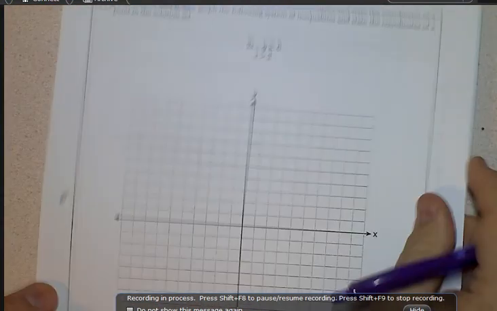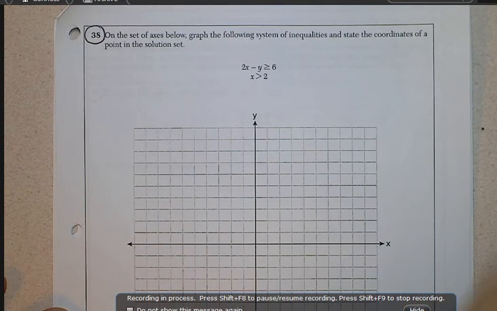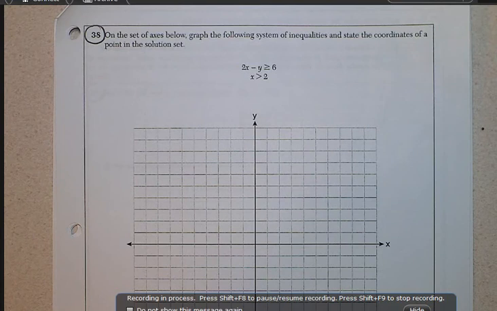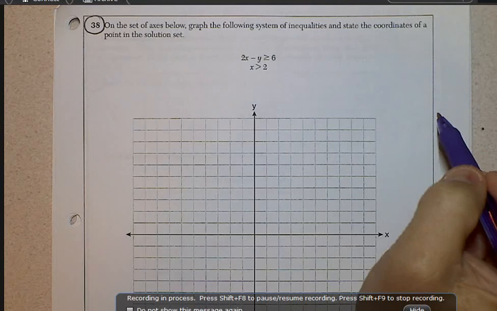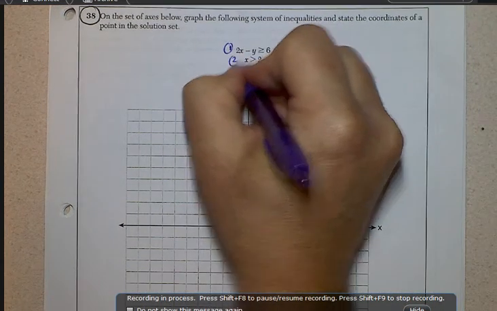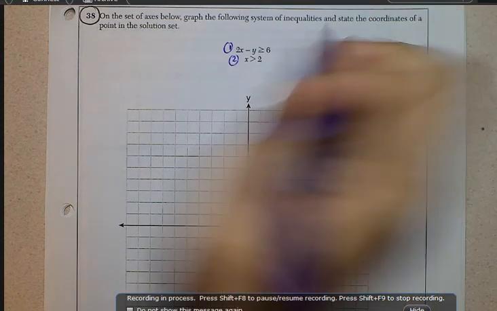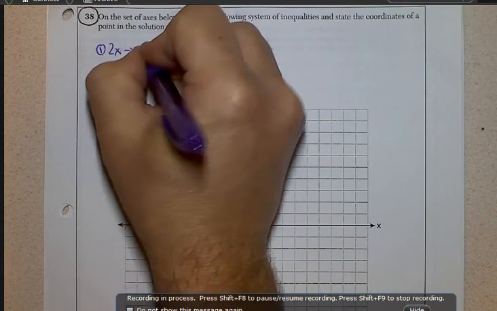Okay, next we're going to go to our first Part 2 style question, which is on page 9. It says, on the set of axes below, graph the following system of equations. The way we're going to do this is one equation at a time. So we have two different inequalities. The first one is 2x - y is greater than or equal to 6.